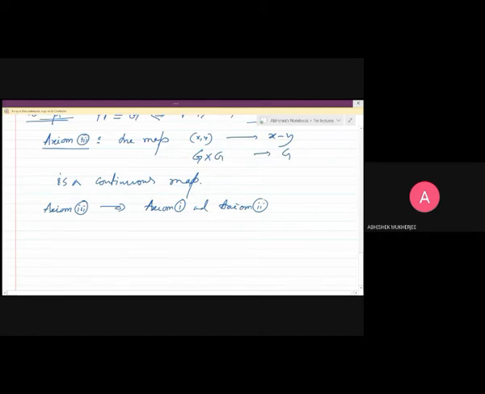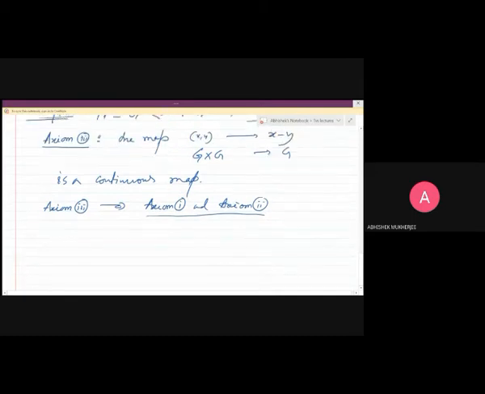Okay, can axiom 3 be replaced for axiom 1 and 2? The answer is yes. Why?